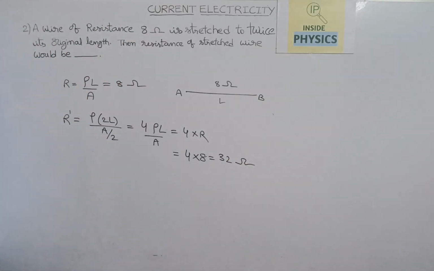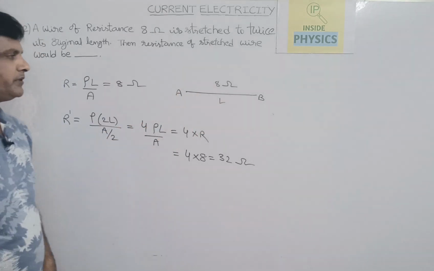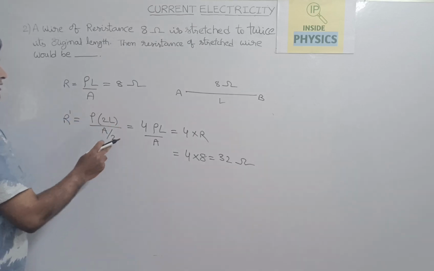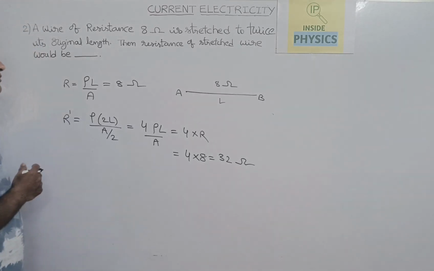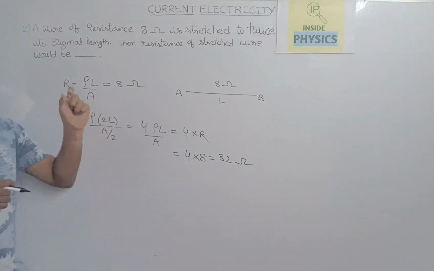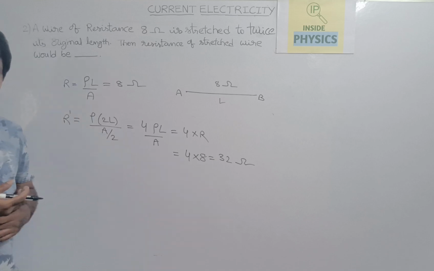So to maintain the volume constant, the area of cross section will become half of the original cross section. So by these two changes, the resistance has increased 4 times. So logically we can say from this, the wire will become thinner, resistance will increase. So next we will see the third problem.